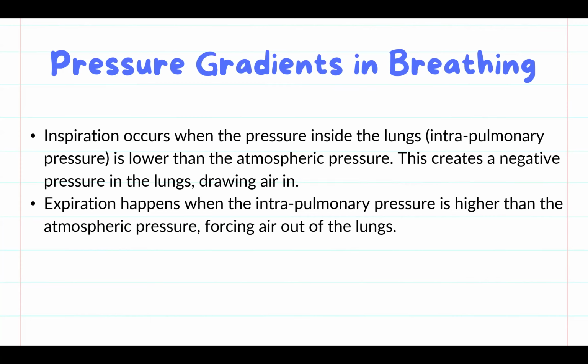The pressure gradients in breathing. Inspiration occurs when the pressure inside the lungs, called intrapulmonary pressure, is lower than the atmospheric pressure. This will create a negative pressure in the lungs, drawing air in. Expiration happens when the intrapulmonary pressure is higher than the atmospheric pressure, which is the opposite of inspiration, and forces the air out of the lungs.